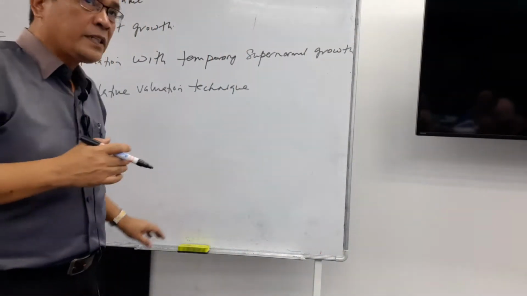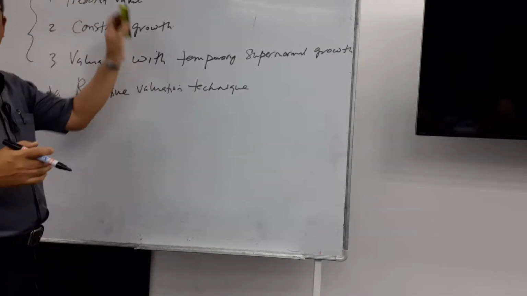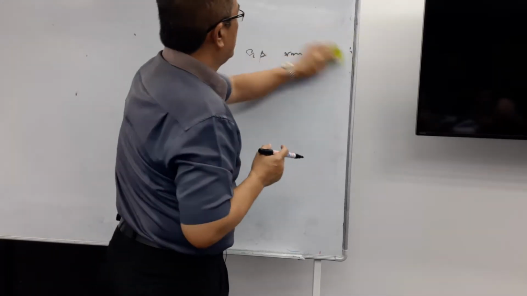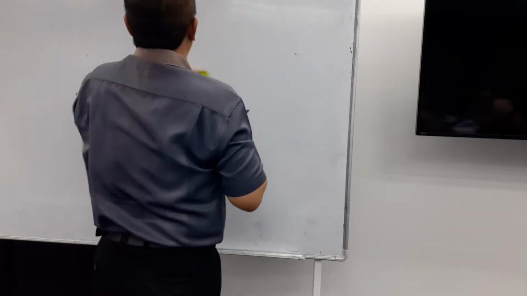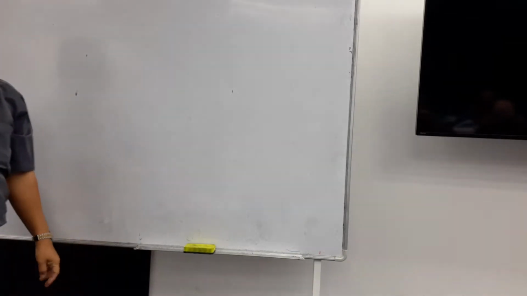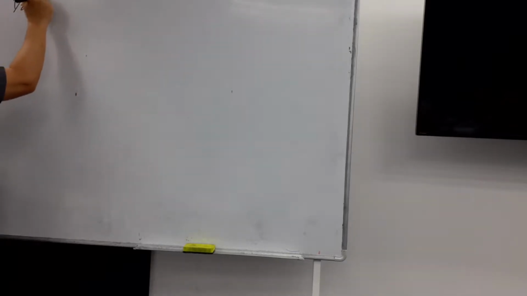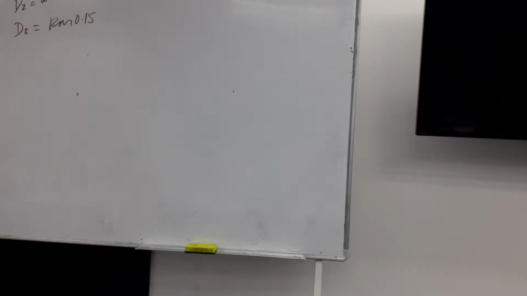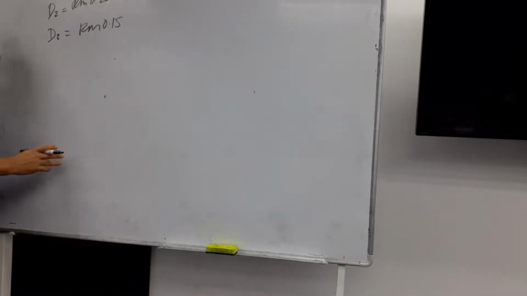Let's say, for example, you are thinking of buying a stock, and this stock is expected to pay a dividend of 20 cents in year 1, 22 cents in year 2, and 15 cents in year 3.